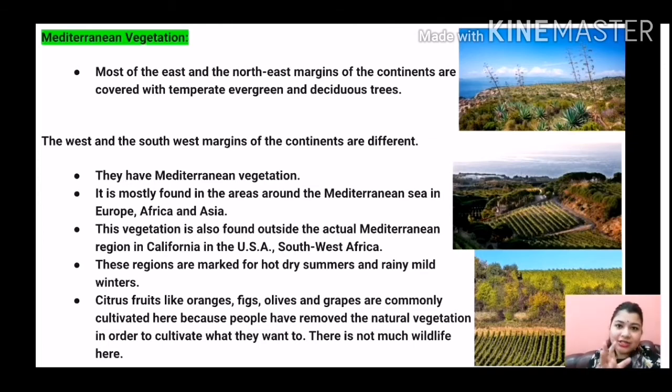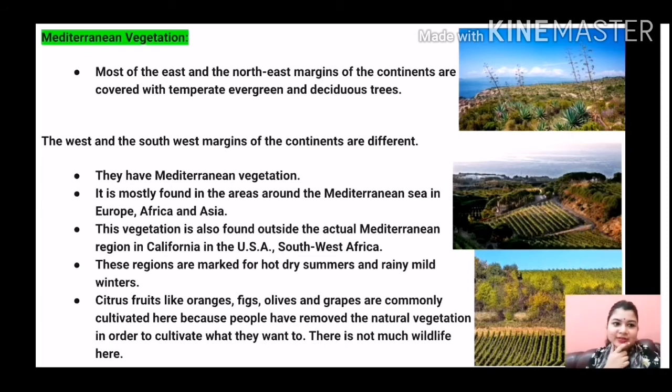There is not much wildlife here. Why? Because of the hot dry summer and rainy mild winters. So obviously there is not much wildlife, because most animals can't survive in a hot dry summer and rainy mild winter region.